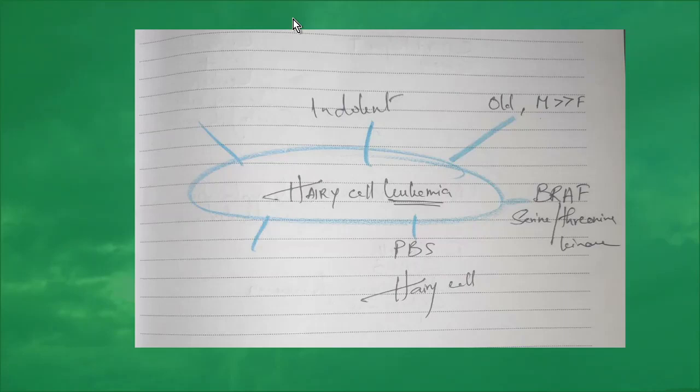Hairy cell leukemia. It's again a B-cell leukemia, which gets its name from the shape of the cell itself. Occurs in old males. It's due to BRAF mutations in the serine threonine kinase pathway. In peripheral blood, there are classically hairy cells. It's an indolent leukemia.